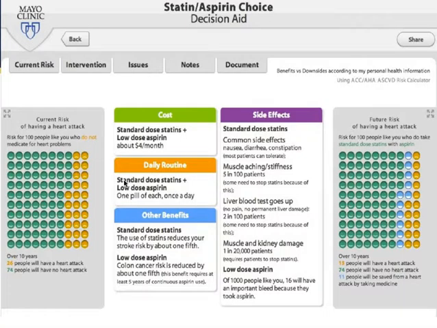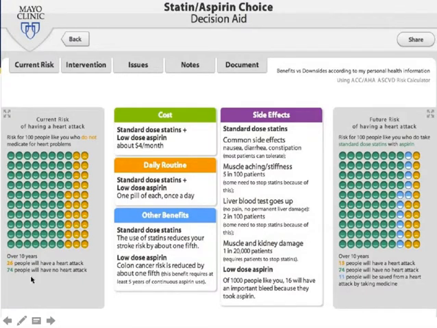The doctor would enter a bunch of information: their age, their weight, their gender, their blood pressure, things like that. And then here you would actually have a representation of what some of the risks are. On the left side, you're going to see the current risk of having a heart attack. If there were 100 people just like this patient, 26 of them would have a heart attack over 10 years, and 74 would not.